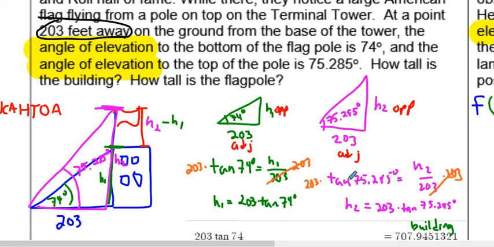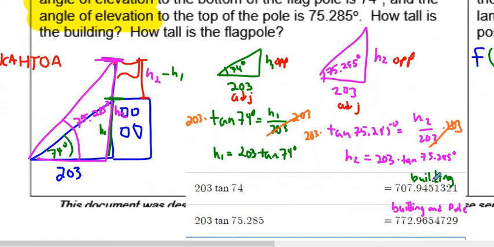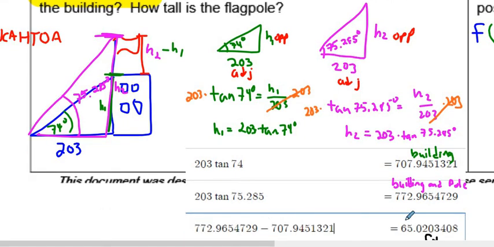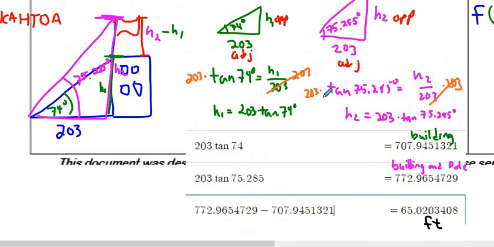I type this in the Desmos. I do the same thing over here. I type this in the Desmos, and then I subtract them. So the building to the bottom of the building, the top of the building is 707.945 feet. To the building and the pole is 772.965. So if I subtract them, I get the flagpole.